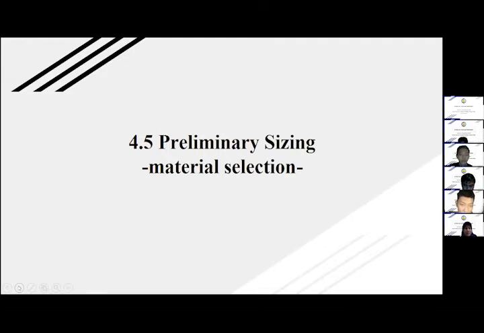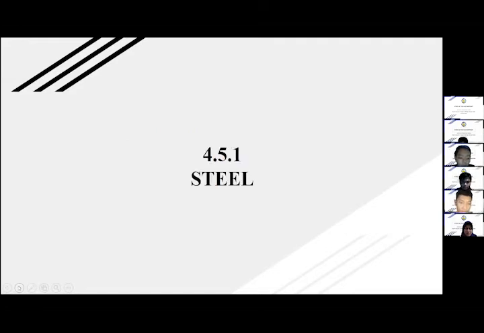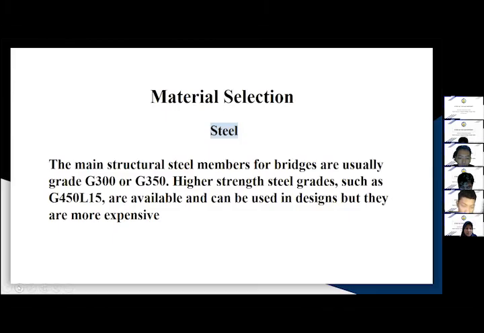Okay, and then the next topic is preliminary sizing and material selection. We are going to study about steel. The main structural steel members for bridges are usually grade G300 or G350. Higher strength steel grades such as G450 and L15 are available and can be used in design, but they are more expensive.